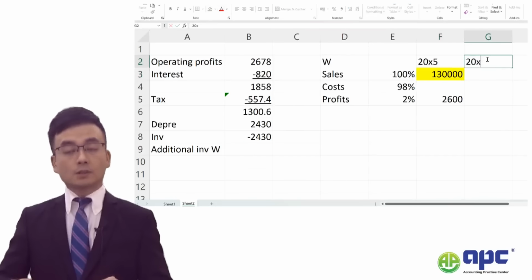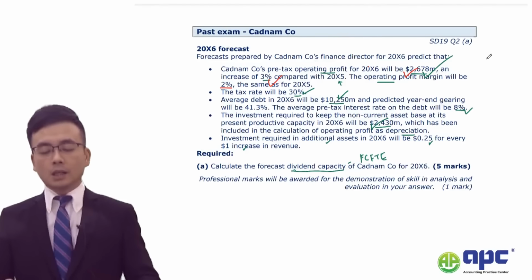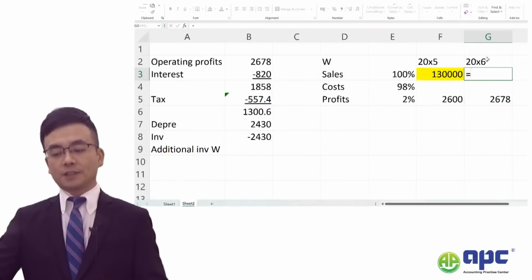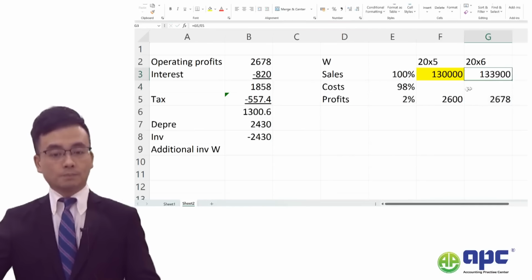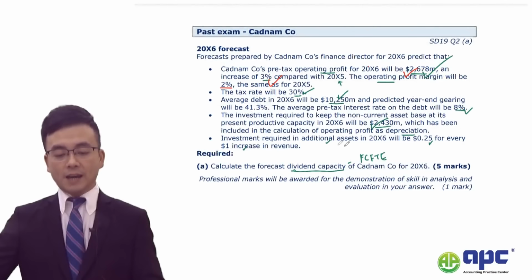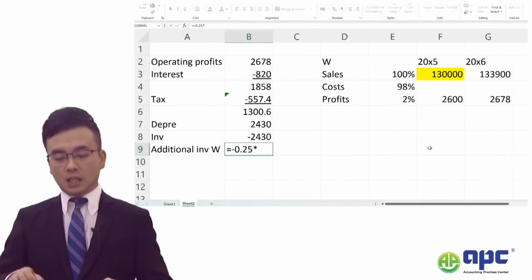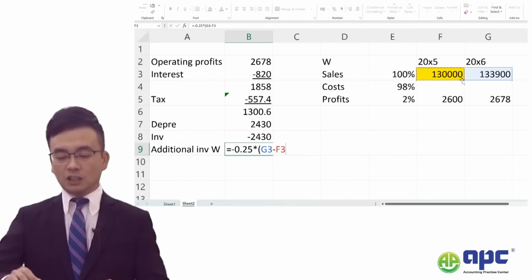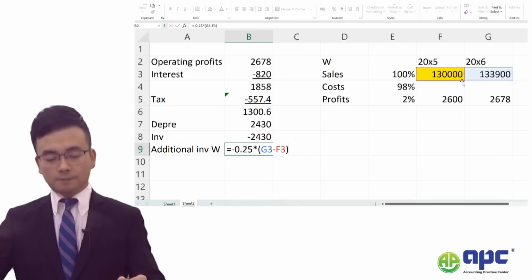But how about this year, 20x6? Well, we're told the profit is 2678. And that's why, to calculate the sales revenue, we take this over 2. And that will give me this one. And that's why the additional investment equals to minus, because for every $1 increase in revenue, we need to spend 0.25 out, so timing by the revenue change. Taking this minus the revenue last year, so that would give me the additional investment, okay, here.